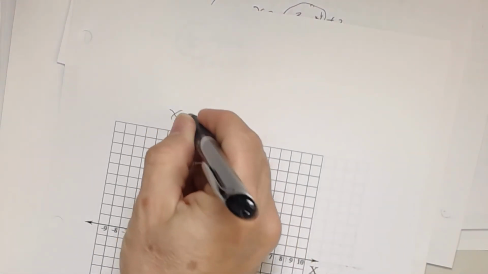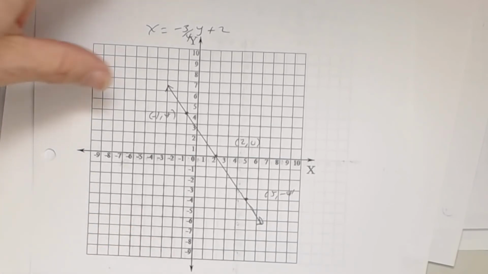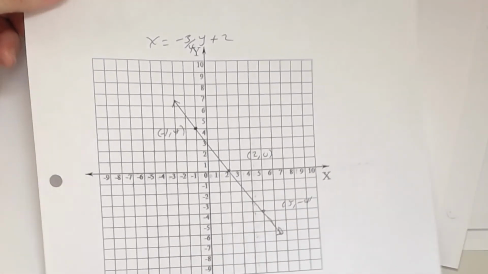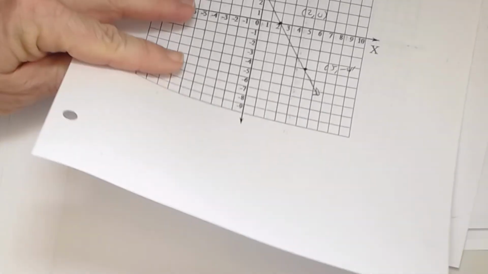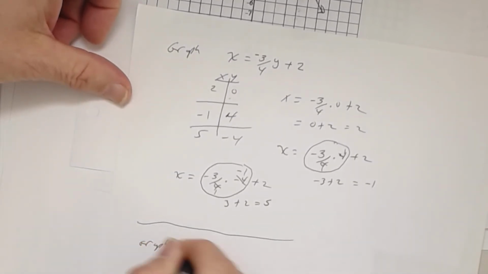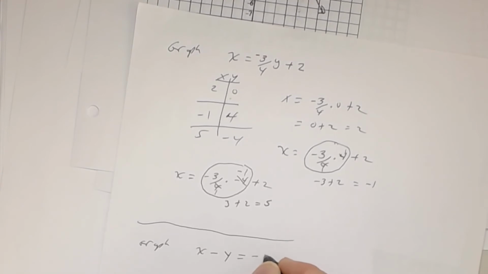All right. So there's your line: x equals negative 3/4 y plus 2. Okay, now let's look at this one. Suppose I had this. I want you to graph x minus y equals, let's say, negative 3. x minus y equals negative 3.